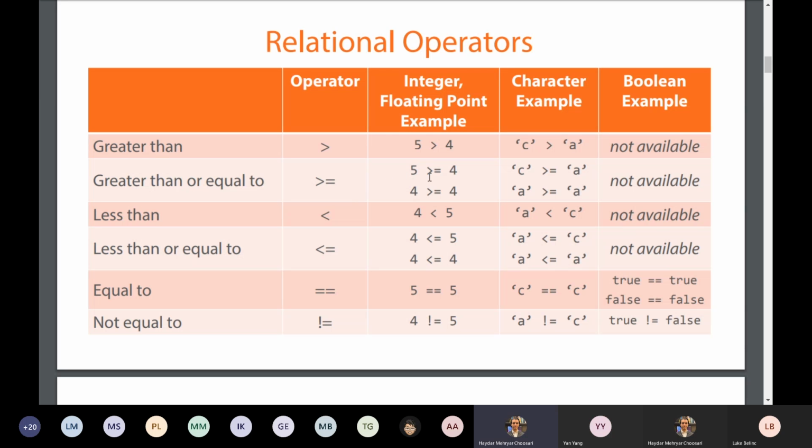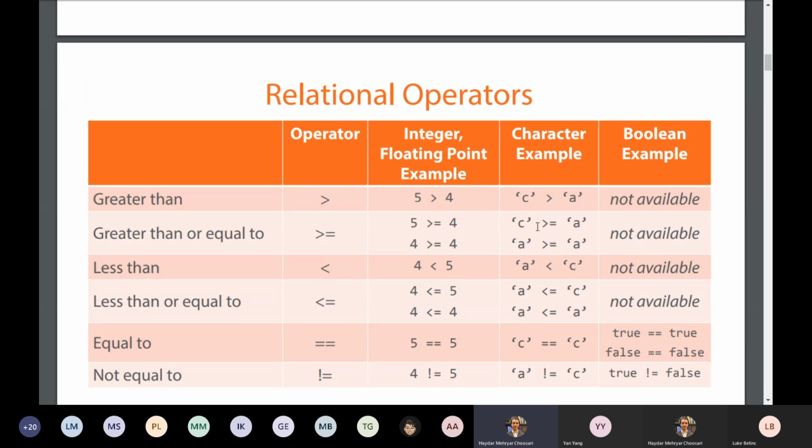It is valid for the integer, the floating point, and the character. You can see that, chronologically, for example, C is bigger than A. In the data structure class, you have probably already studied topological sorting. In the alphabetic order, C is bigger than A, and A is equal to A. This operator is not available for the Boolean.